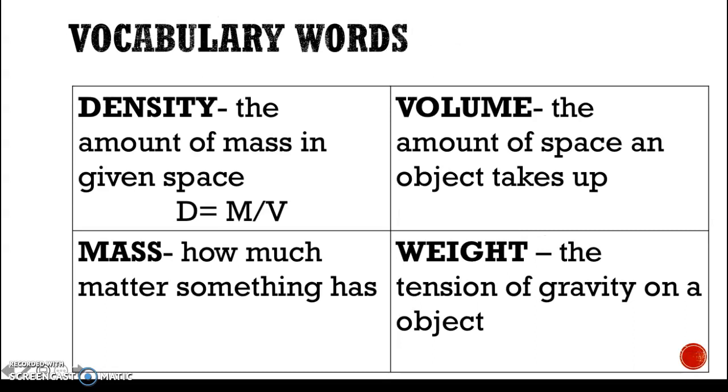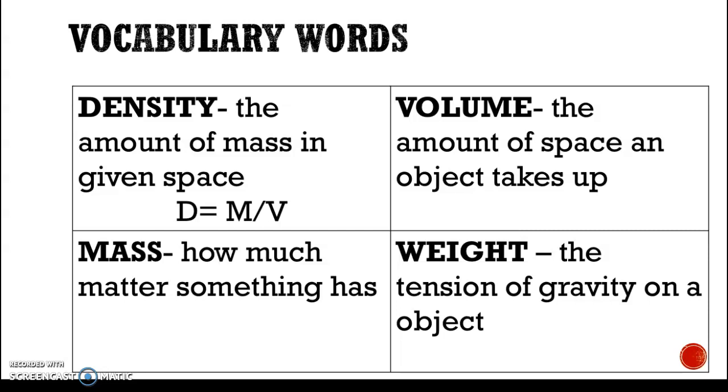Now, our vocabulary words. Density means the amount of mass in a given space. The density formula can be found on Table T of the chemistry reference table. It's actually the first one. Volume, the definition, is the amount of space an object takes up. Mass, how much matter something has, and weight, the attraction of gravity on an object.